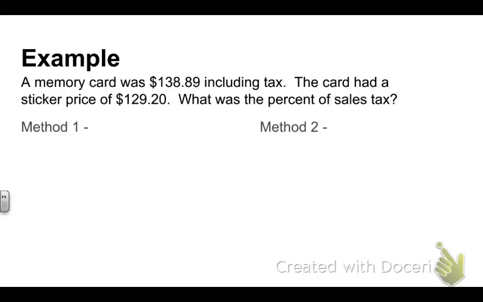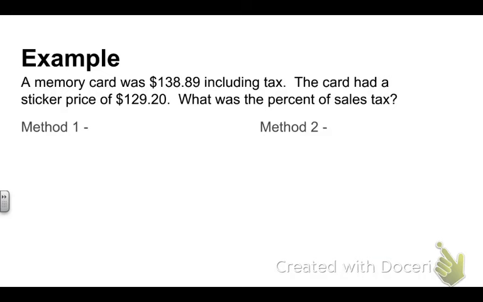So our example: a memory card was $138.89 including tax. The card had a sticker price. What that means is, the sticker price is what it got reduced to, the sale price, of $129.20. What was the percent of sales tax? Let me just say that again because I think I messed up my words. The price plus tax was $138.89. What it was selling for was $129.20. You're trying to find the percent of sales tax.